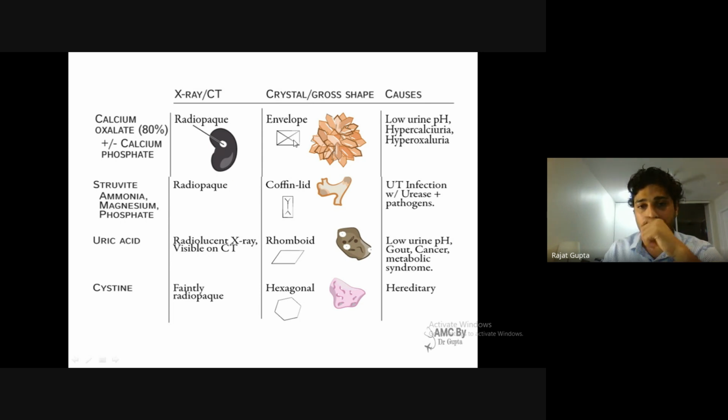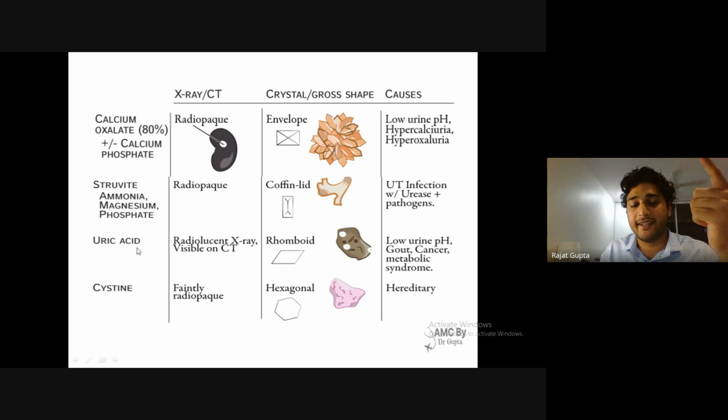Now if we look at the microscopic pictures of these stones, just look at the name, calcium oxalate. This X is like an envelope. So the picture under the microscope will be envelope shaped. And the struvite stones, I told you these stones are made when there is infection, and when there is infection, people die. So these stones look like a coffin lid. Coffin is the box where they keep the dead bodies. So coffin-shaped crystals are there in struvite stones.